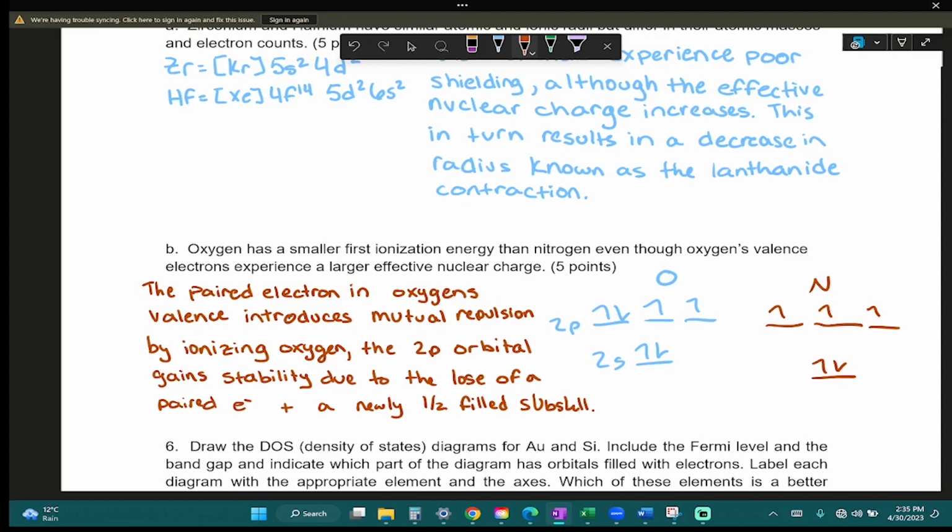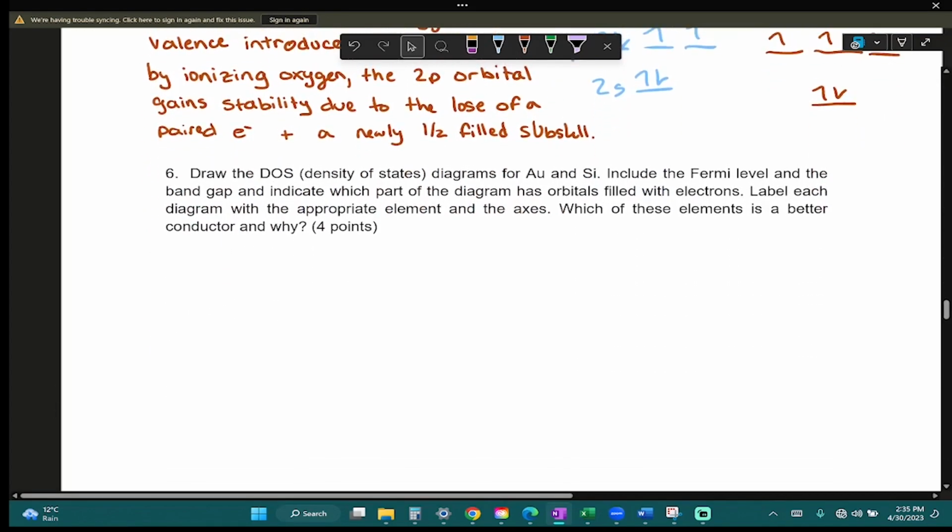Any questions on that one? How do you feel about periodic trends, effective nuclear charge? Good? All right, some more of the new stuff.